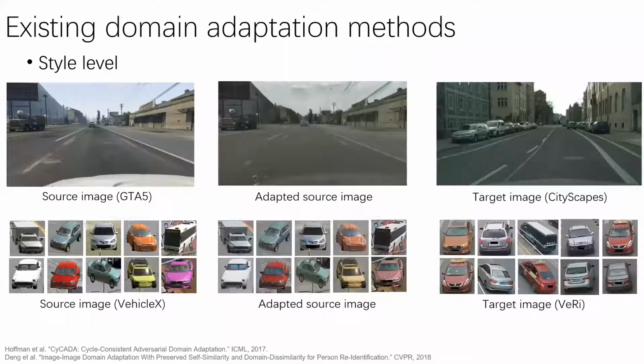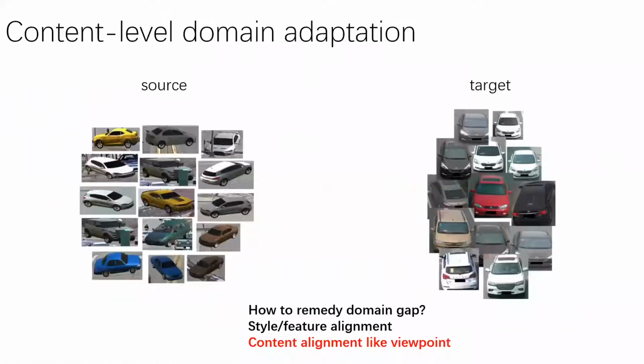Much research has focused on bridging the domain gap through changes to image styles, such as color preferences, lighting, and resolution. Here we show several examples of transferring synthetic style to real-world style. The first row is GTA5 to Cityscapes, and the second row is VehicleX to VeRi. We can see this method slightly changes the image, like the lighting, but it does not provide a solution to change the content, which might include the density of the buildings, level of occlusion, and the vehicle orientation, as these factors may also influence the result. As a result, we studied content-level domain adaptation.